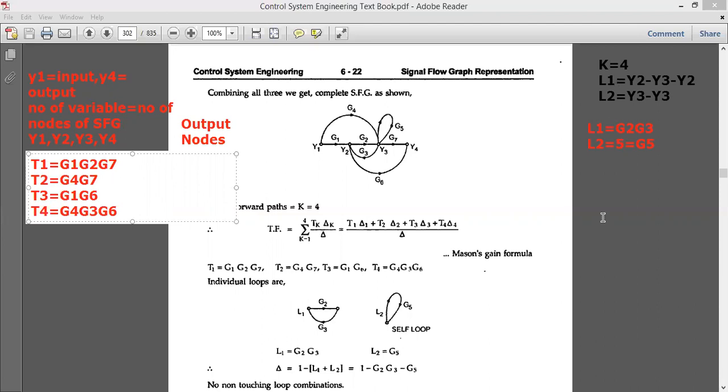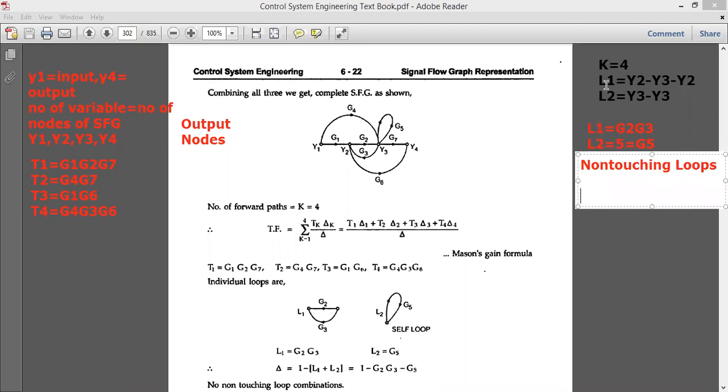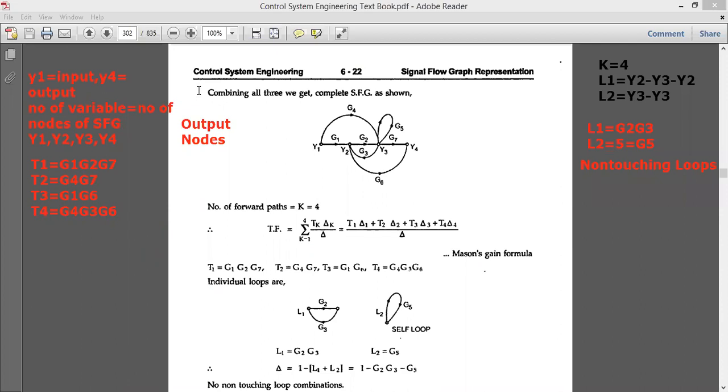Then after finding the values of the forward paths, K, and L1 and L2, go for finding the non-touching loops. How to find the non-touching loops? You should compare L1 with L2. To find the non-touching loops, none of the loops should touch the first forward path, and none of the loops should touch the other forward paths.